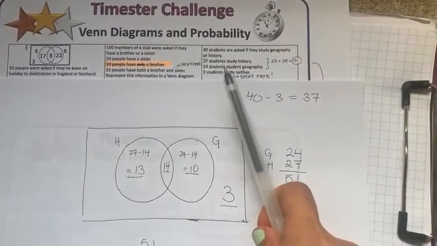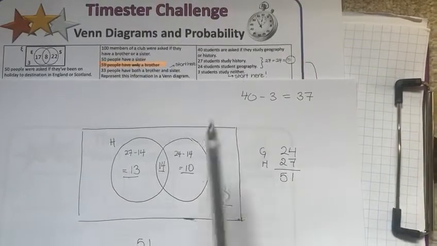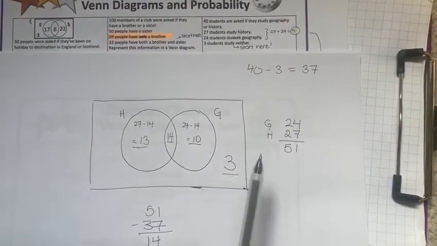So it told me that 27 students study history. Well, I know that those two together add to 27, and 24 study geography. Those two add to 24, and of course 3 study neither. So that's the Venn diagram done.